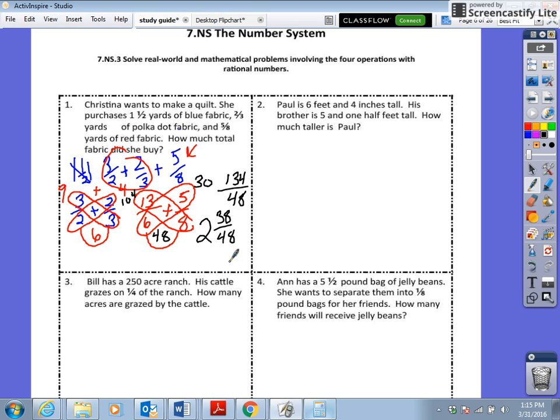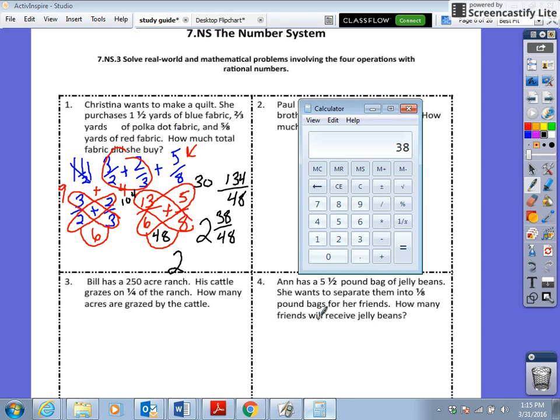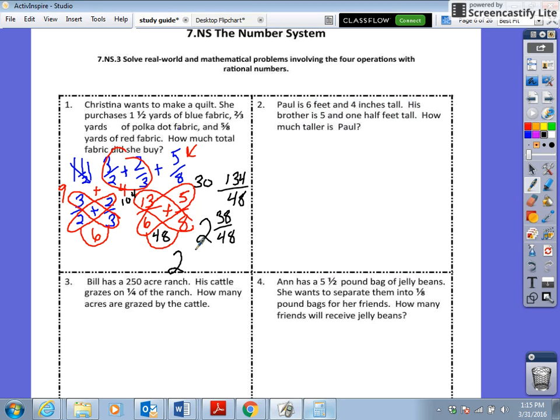Now I can still simplify that a little bit more. So I'm going to keep my 2. I'm going to divide this by 2. 38 divided by 2, because it's an even number, I get 19. So 19 over, and 48 divided by 2 is 24. Okay, there is your answer.